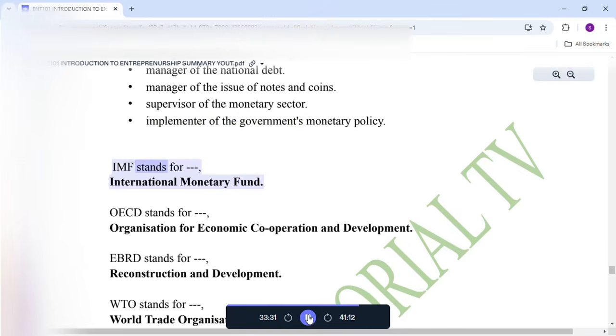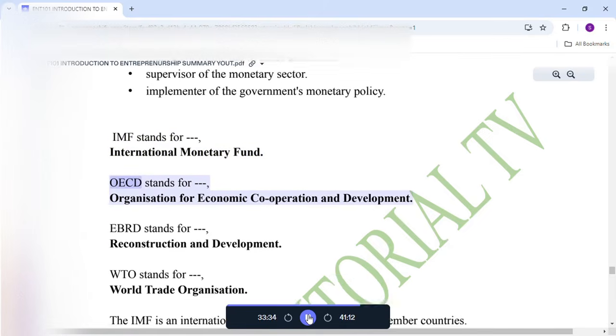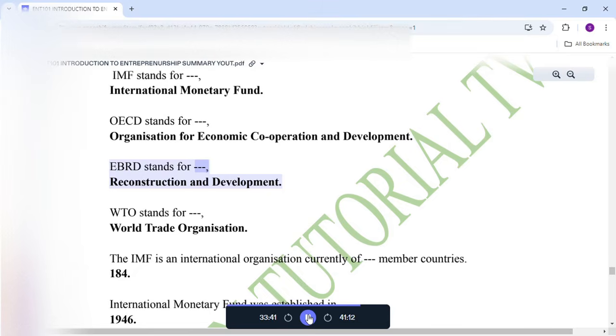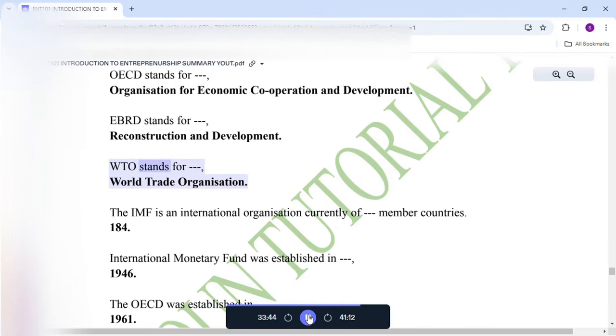IMF stands for International Monetary Fund. OECD stands for Organization for Economic Cooperation and Development. EBRD stands for European Bank for Reconstruction and Development. WTO stands for World Trade Organization.